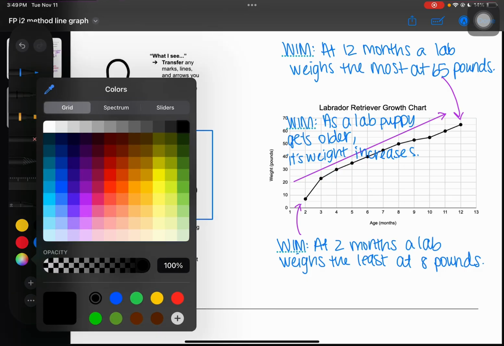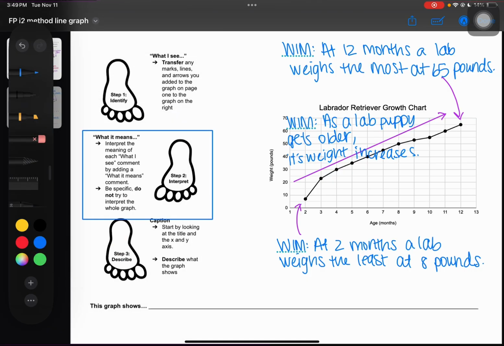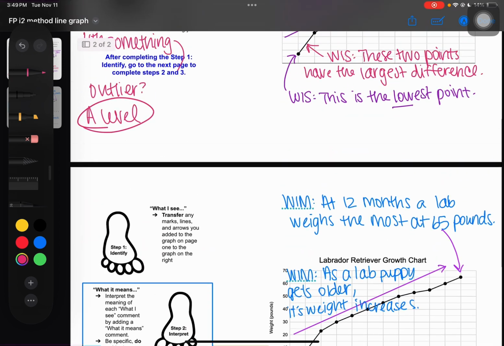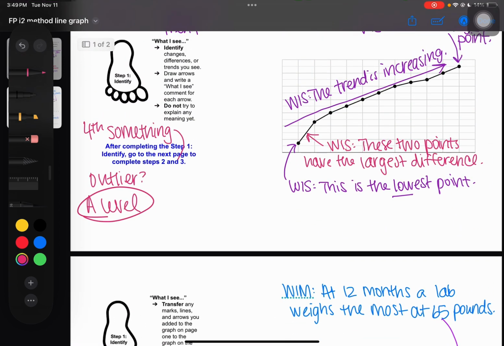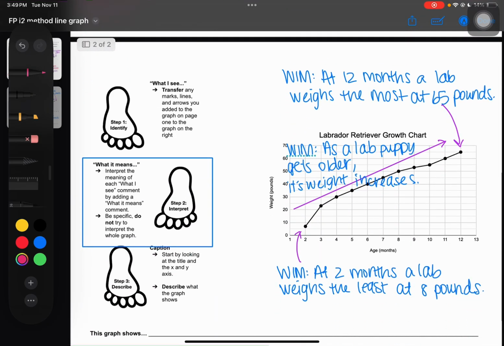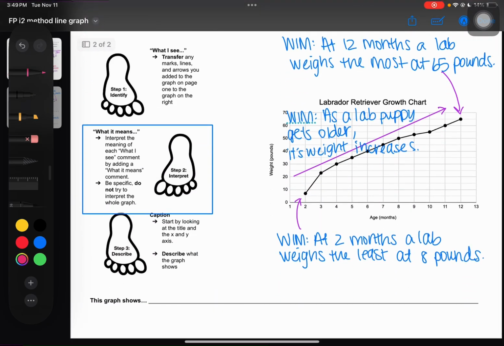All right, now I'm going to skip down. I'm going to find that pink color again, and we're going to talk about this section here. All right, so what I said on my first side of my page was that WIS, these 2 points have the largest difference. So down here, I'm going to ask myself, well, what does that mean? Well, it means that from 2 months to 3 months, a Labrador Retriever puppy gains the most amount of weight, right? So I'm going to write that.